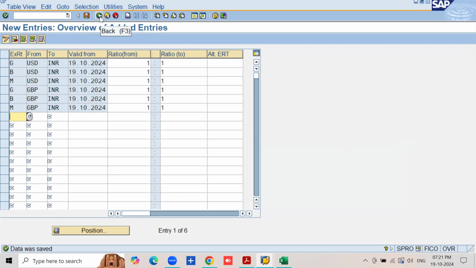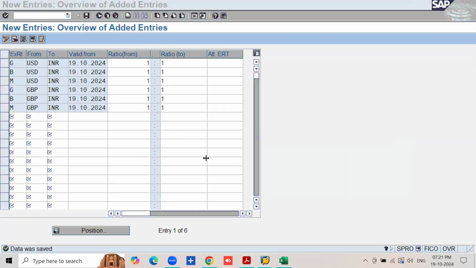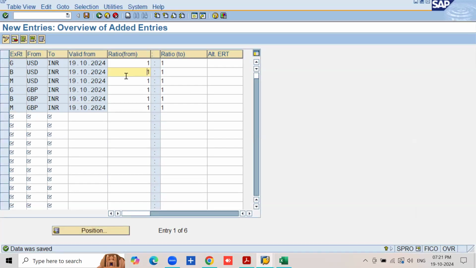So the date which we have given as valid from, will that remain the same, sir? Which one? The valid from, just beside ratio from. Valid from is a one-time activity. Here, you have entered valid from 19/10/2024. So till you enter the new ratios, this is valid. You don't enter valid to, you enter valid from. And as you said, the ratios will not change, right? It will remain the same, obviously. Okay. Yes.